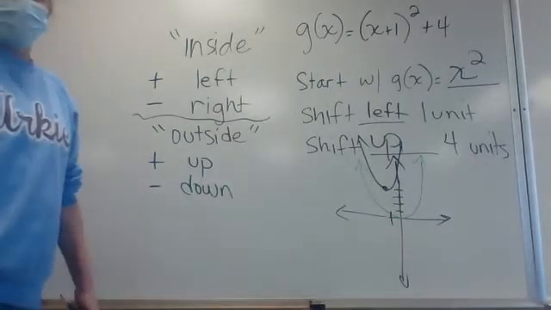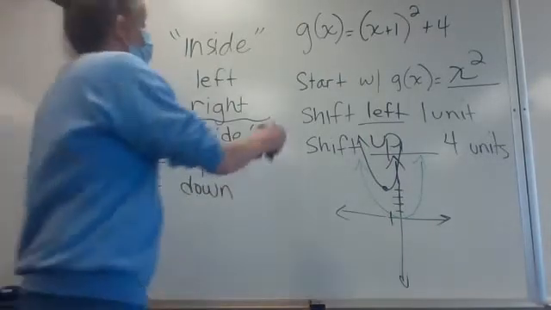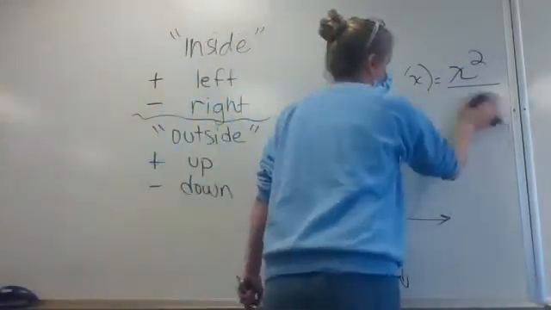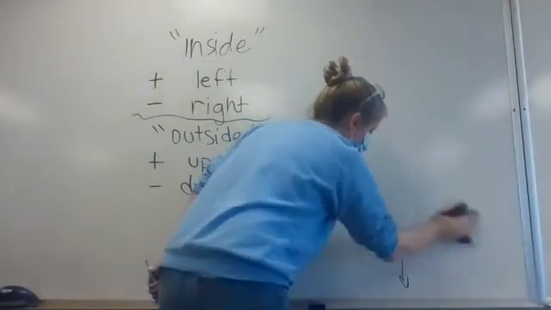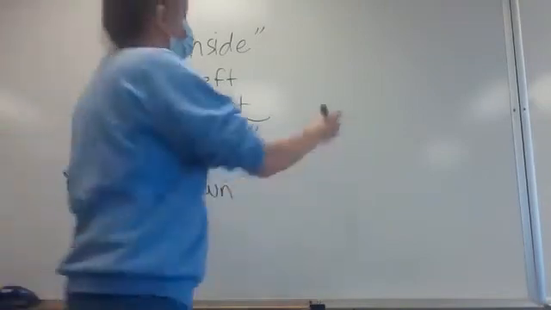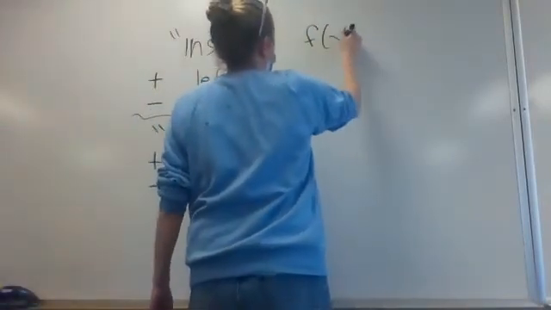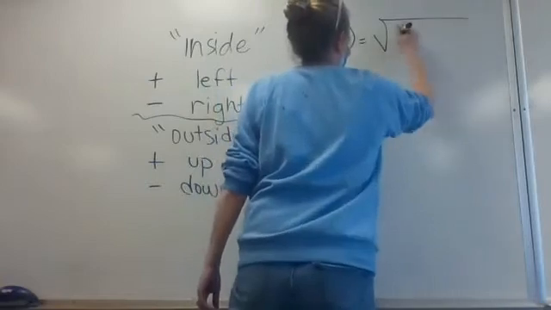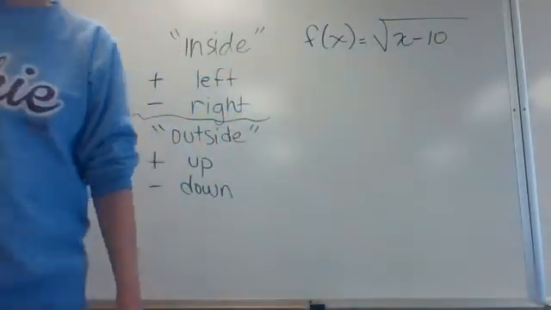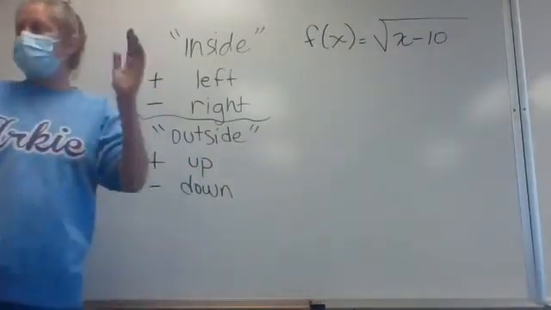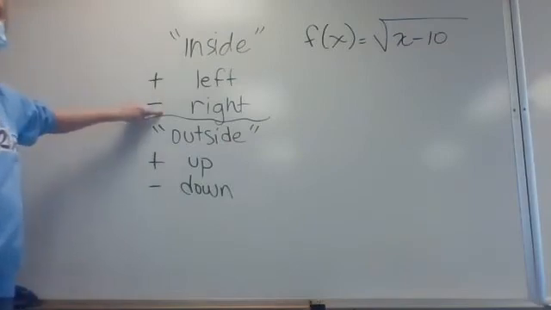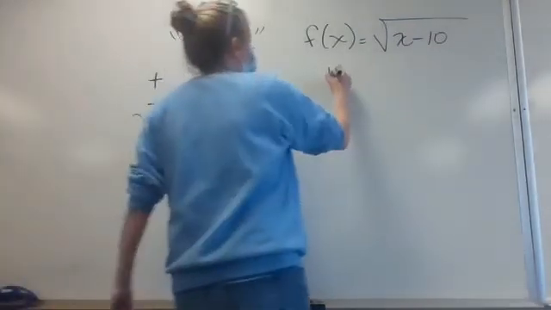All right, number 3 is another shift. This is a square root graph. F of x equals the square root of x minus 10. Where is that minus 10? Is it inside the radical or outside? It's inside. And inside minus, she's going to shift it to the right 10.